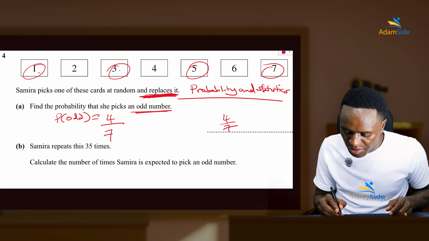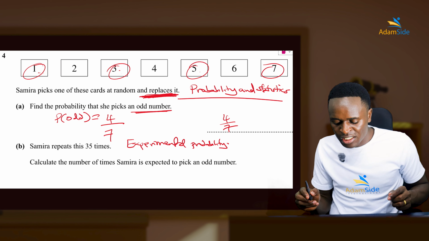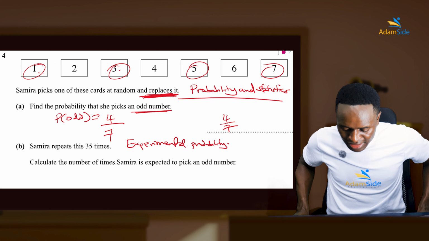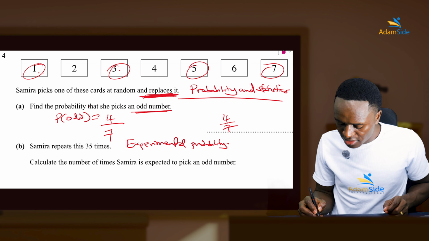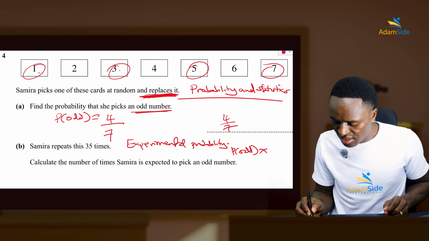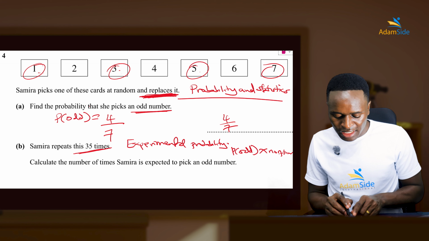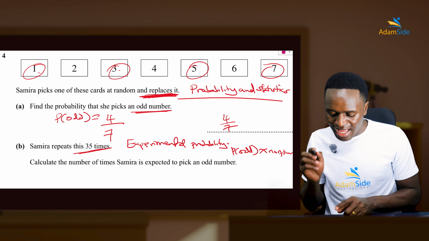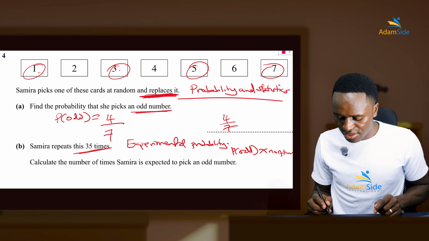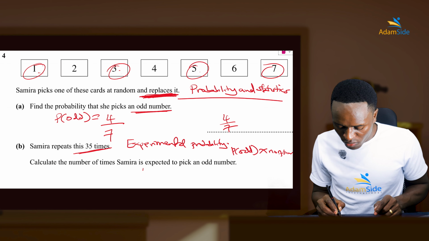We say this is an experimental probability. In this question, experimental probability is calculated by taking the probability of an odd number times the number of times Samira repeats this, 35 times. Calculate the number of times Samira is expected to pick an odd number. Correct. So you take 4 out of 7 times 35.